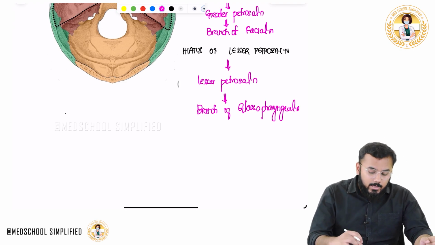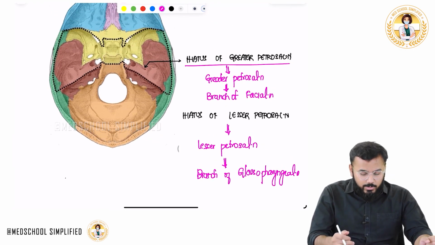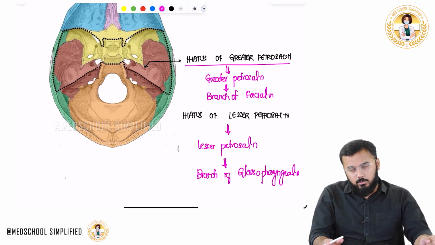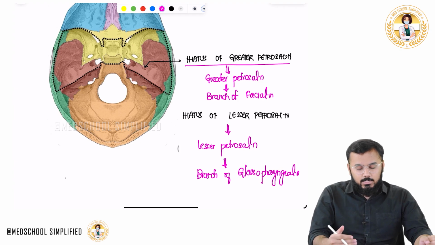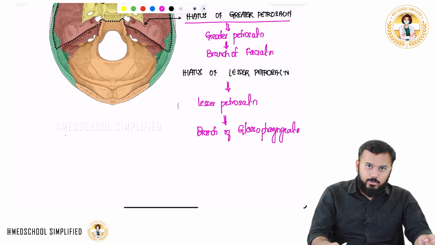Okay, so two important things we have covered over here. One is the hiatus of greater petrosal nerve, and the other is the hiatus of lesser petrosal nerve. The name itself tells: greater petrosal nerve is a branch of facial, lesser is a branch of glossopharyngeal. So don't confuse them here, this is very important.